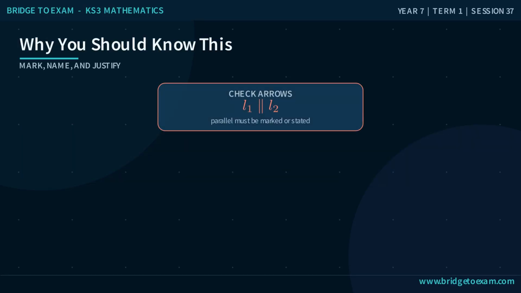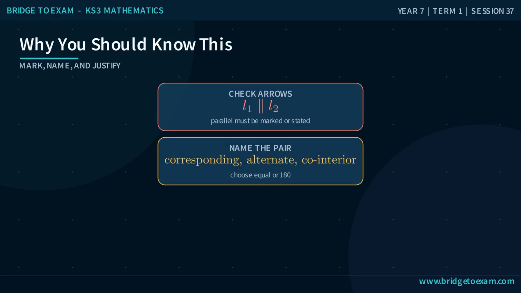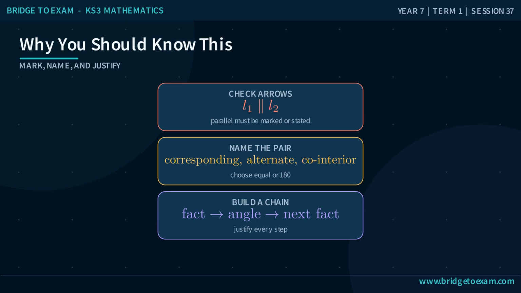Arrow markings confirm that lines are parallel. Without them, the special angle rules are not guaranteed. Naming the relationship before calculating prevents equal angle and supplementary angle rules from being mixed. Complex diagrams are solved by chaining one justified relationship at a time.